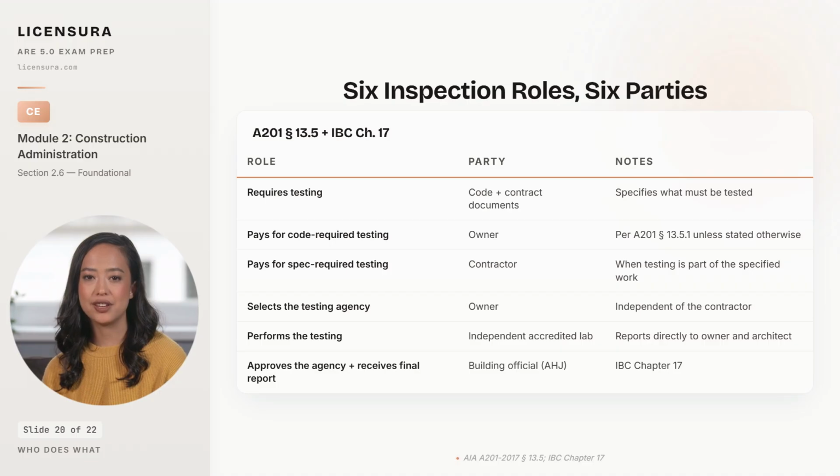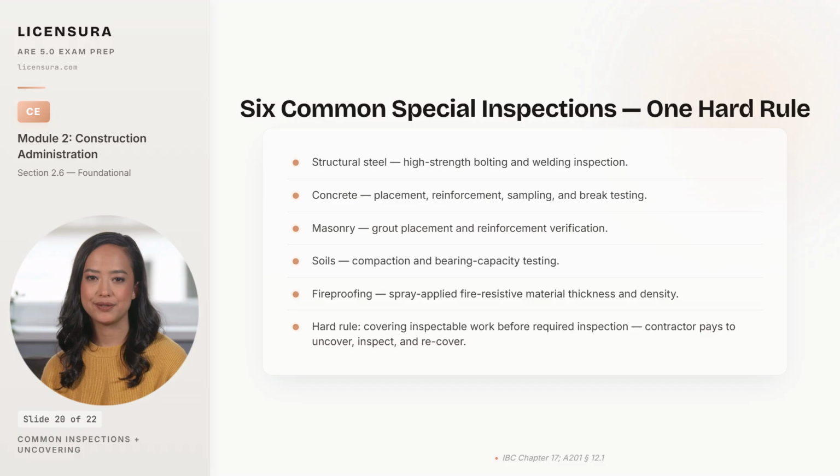6 common special inspections show up on almost every project, and the uncovering rule decides who pays when something is covered before it is inspected. The architect should know the list by heart. Structural steel inspection, covering high-strength bolting and welding, is the typical first inspection on a steel-framed building, and the inspector tests bolts and welds for conformance to the structural steel specifications.